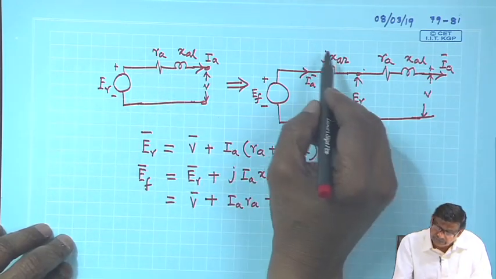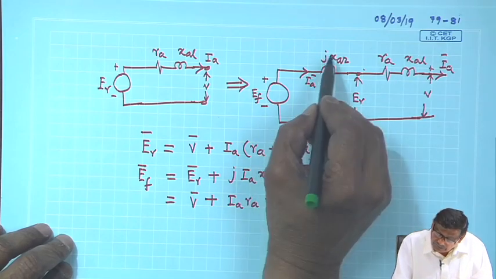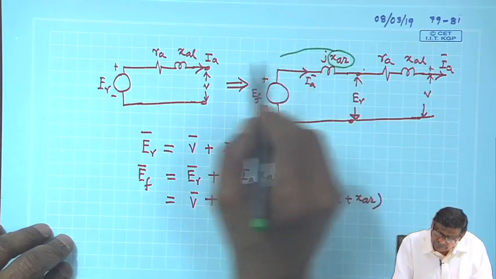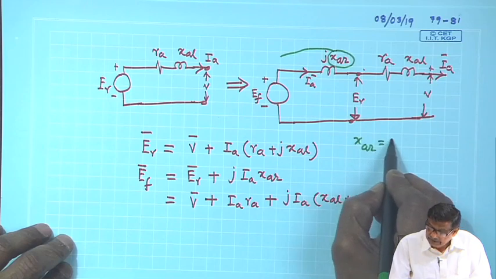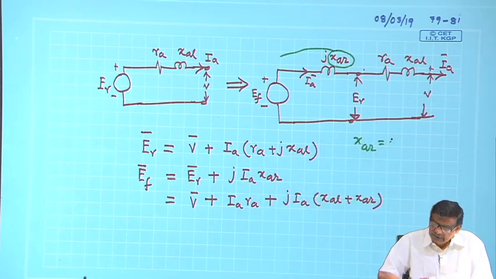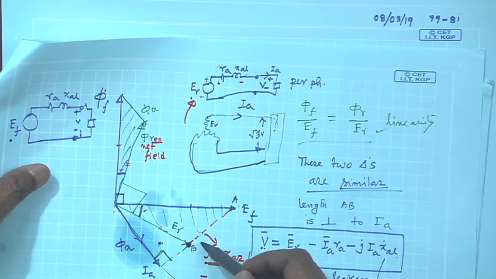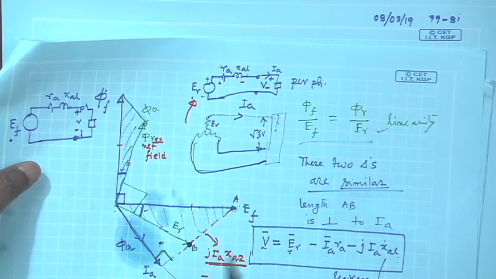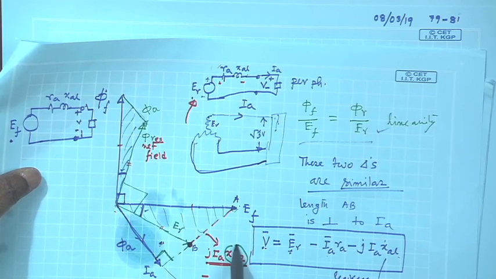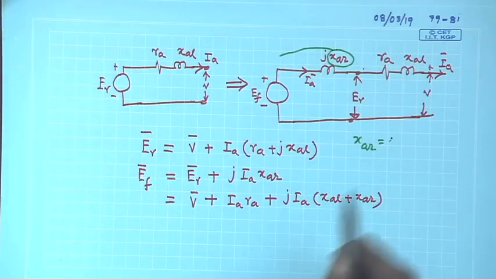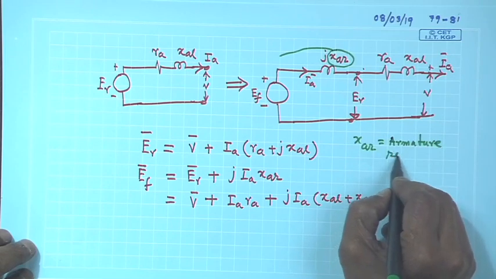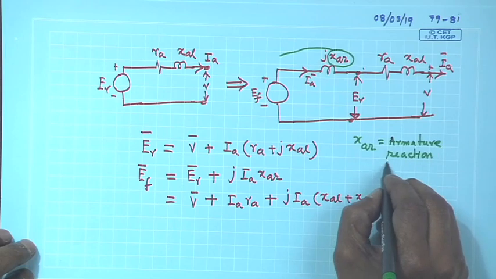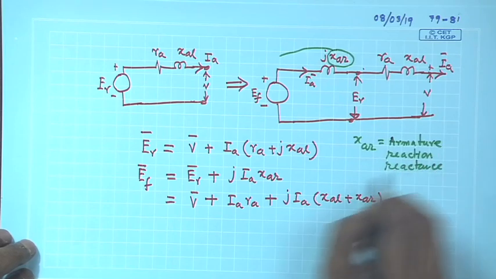Now, this X A R is given a name, it is called the armature reaction reactance, that is why the subscript A R is used. So, X A R is a fictitious reactance, and it so happened that this becomes perpendicular to I A and proportional to I A. Therefore, it can be attributed to a reactive voltage drop, reactance voltage drop, and therefore, X A R is called armature reaction reactance.